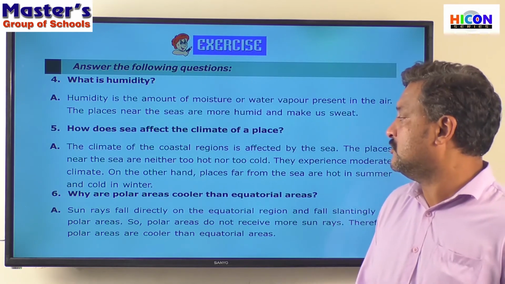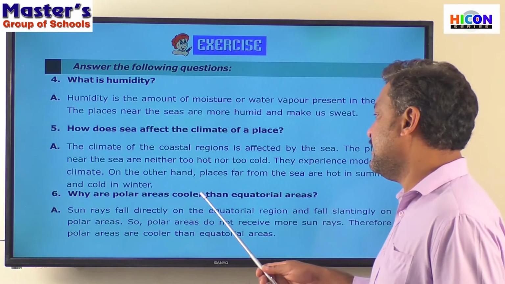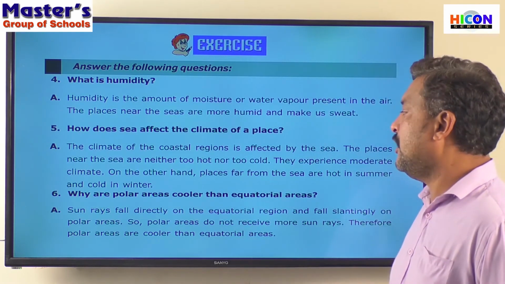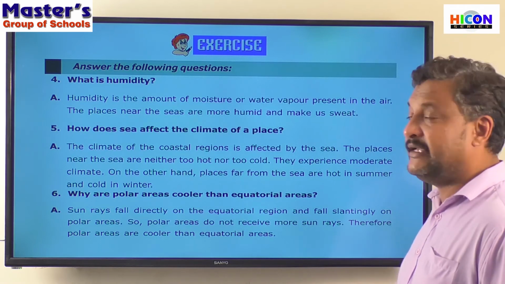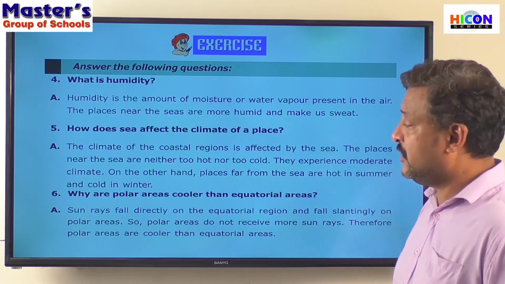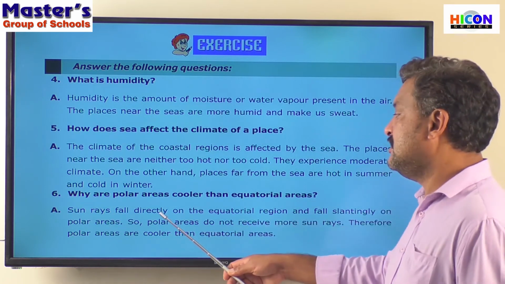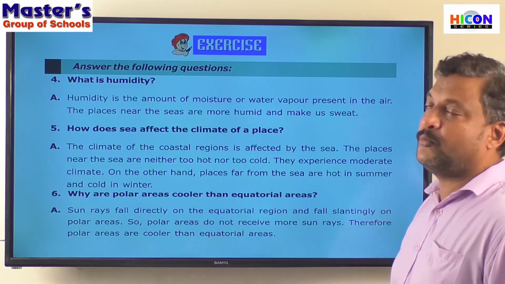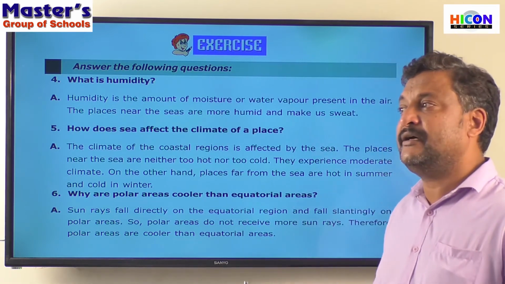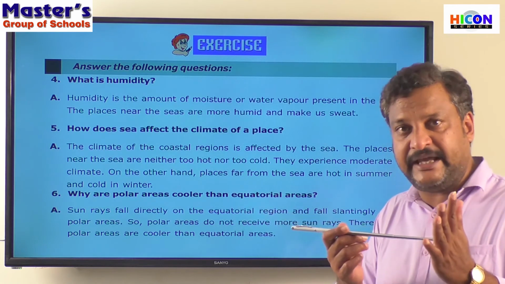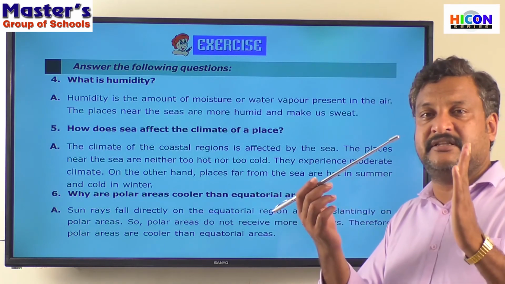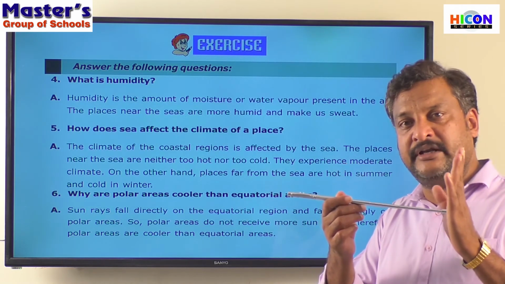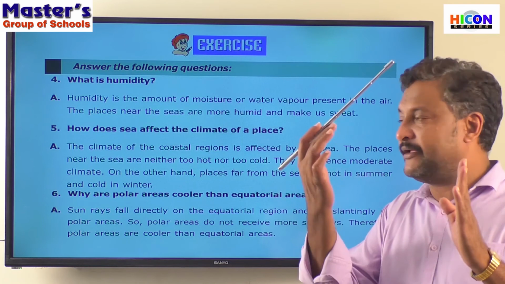Right? Now, why are polar areas cooler than equatorial areas? Why are polar regions cooler than the equatorial regions? So, what are the reasons? Sun rays fall directly on the equatorial region and fall slantingly on the polar region. So, on the equator, the sun rays fall straight, and on the polar regions, they fall slanting. Straight on the equatorial region, slanting on the polar region.